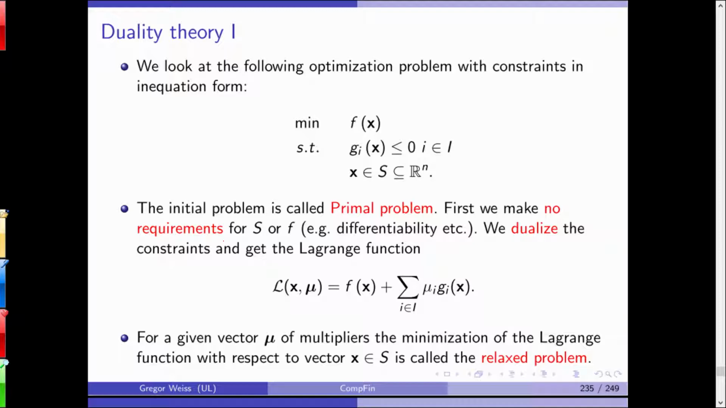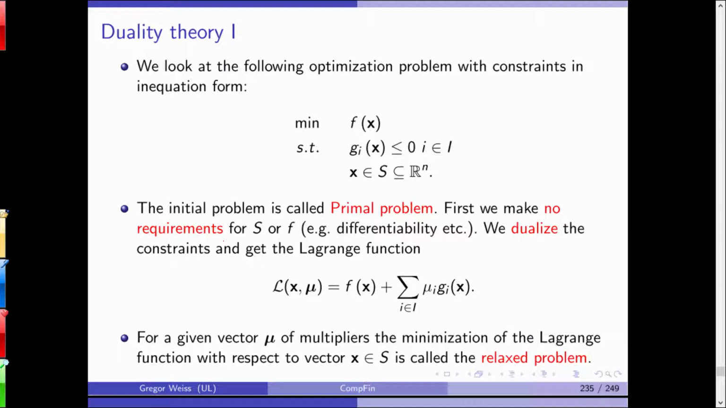differentiability, or something else, and we dualize the constraints and we get the Lagrange function f plus the sum of Lagrange multipliers times the constraints. And for a given vector mu of multipliers, the minimization of the Lagrange function with respect to the vector x is called the relaxed problem. In German, the same word, das relaxierte Problem.